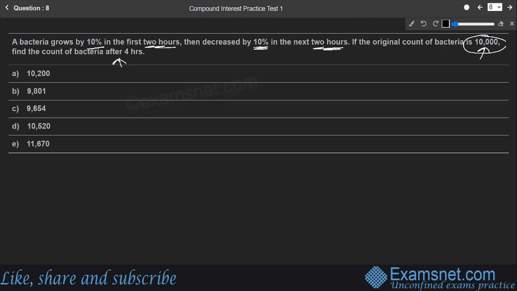As they say, the bacteria grows 10% in the first 2 hours. In the first 2 hours, the rate of growth is 10%, and then decreases by 10% in the next 2 hours. So we can use the different rate of interest formula, that is amount is equal to P into 1 plus r over 100. Then this goes for two successive hours, and they say grows, so that's why the plus sign has been used.